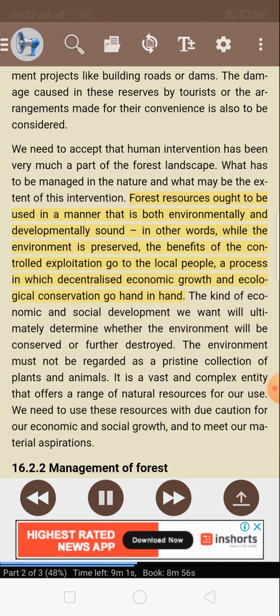Forest resources ought to be used in a manner that is both environmentally and developmentally sound. In other words, while the environment is preserved, the benefits of the controlled exploitation go to the local people, a process in which decentralized economic growth and ecological conservation go hand in hand.